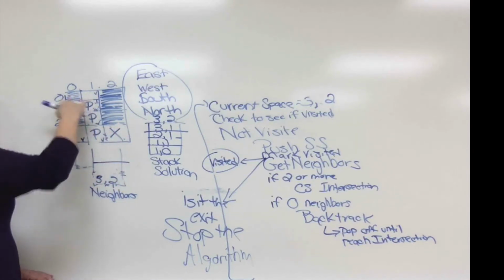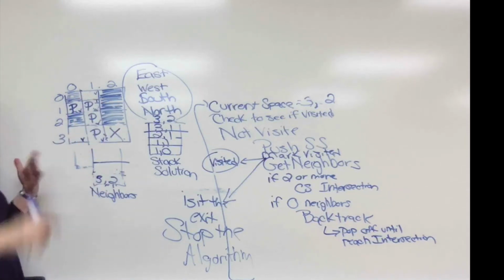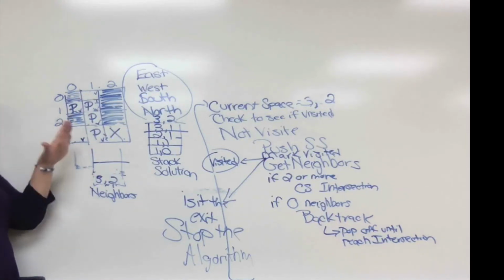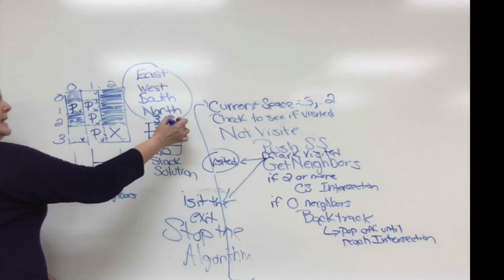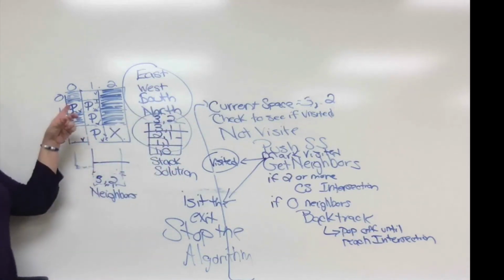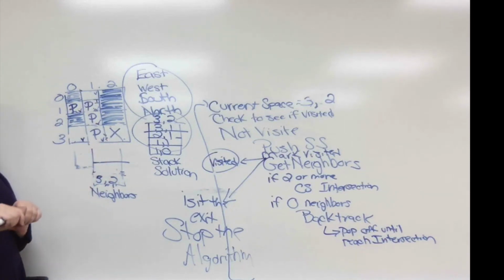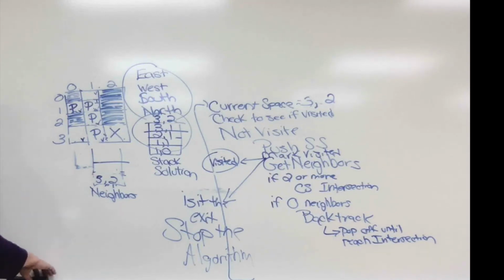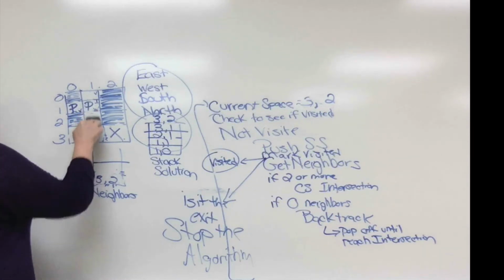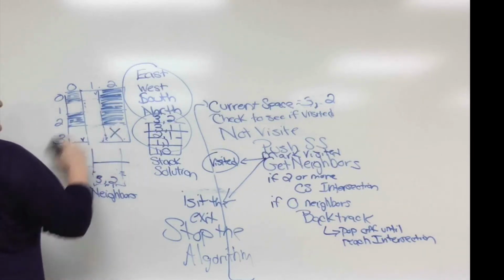So the solution is actually only this. While we went to every single spot, this is the solution for this one here. So in the end, I'm only going to print out these places here. The algorithm basically went through and tried to find if there was a solution or not, and it found a solution.